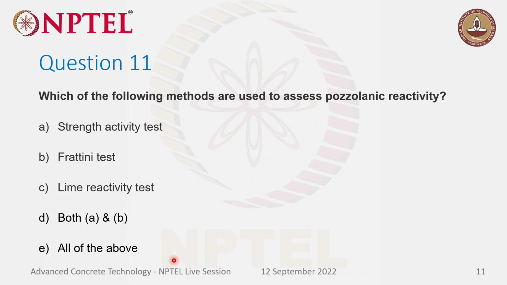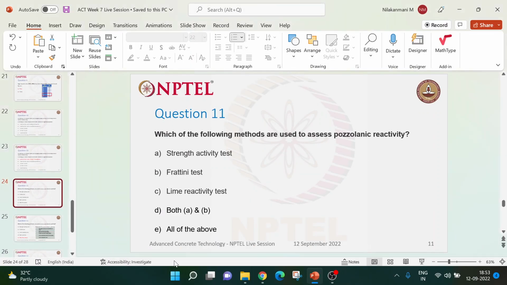So we know that a material is a pozzolanic material, say fly ash or GGBFS. How will you know the pozzolanic reactivity of the material? Pozzolanic reactivity is the reactive silica or reactive alumina from the pozzolanic material, say fly ash or GGBFS, reacting with the Portlandite from cement hydration to form additional CSH, right? To measure that pozzolanic reaction, which of the following methods are used? Time is up. Let me see your response.